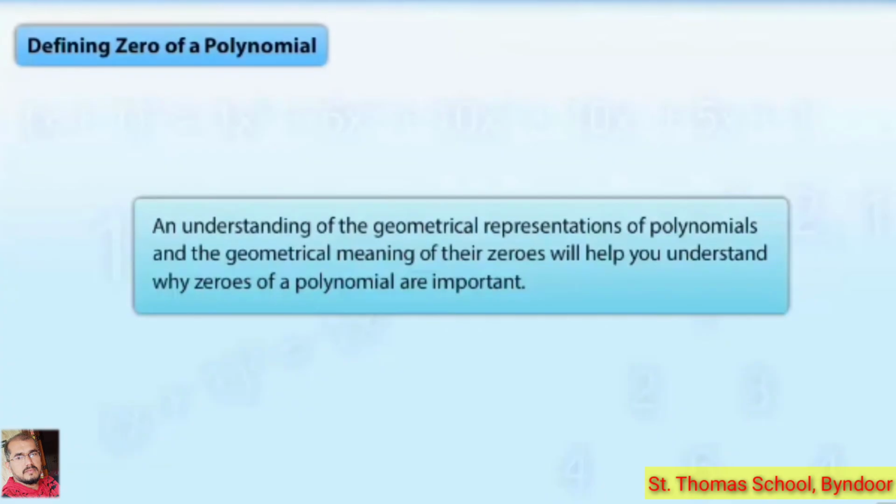Have you ever wondered why the zeros of a polynomial are so important? An understanding of the geometrical representations of polynomials and the geometrical meaning of their zeros will answer this question. Let's start with the definition of zero of a polynomial.